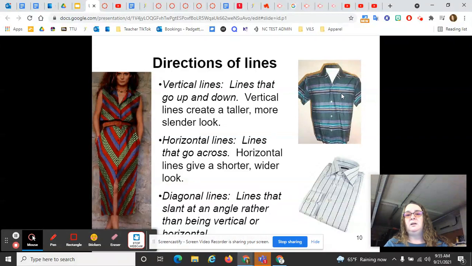Horizontal lines, like here in this top corner, go around the body. So horizontal lines give the illusion of being shorter, but also wider. So if you want to look taller or give the illusion of being more slender, you want vertical lines. If you are super skinny and want to give the illusion that you are a little thicker, then you want to use horizontal lines. Then you have diagonal lines, and those are lines that are at an angle.